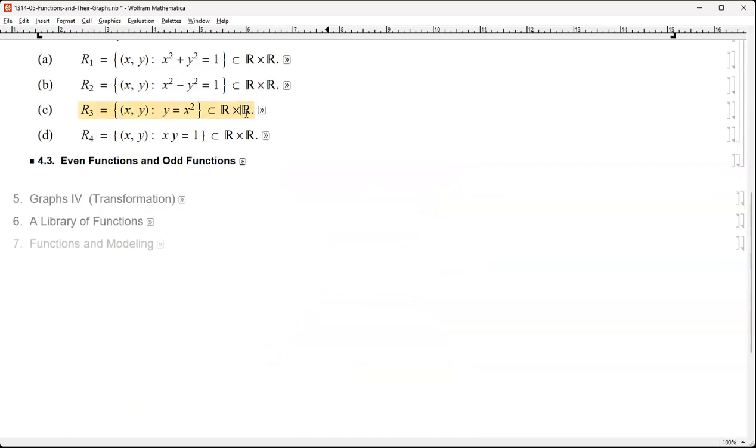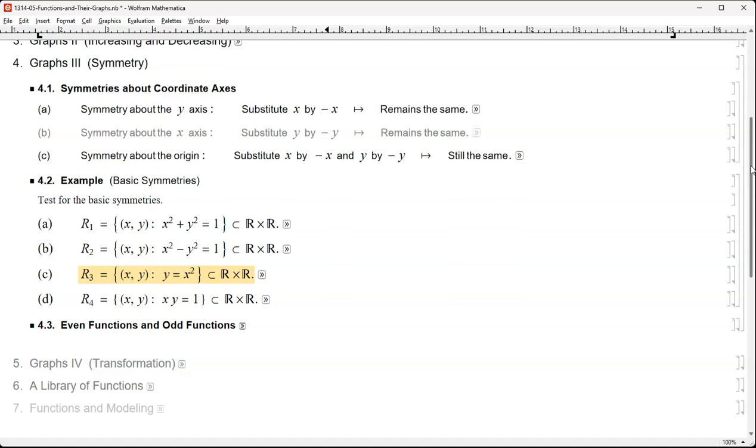How about the last one here? x equals y squared. Let's answer the question before looking at the graph. Substitute x by negative x. The negative will be killed because it's a second power, so we have symmetry about the y-axis. As for symmetry about the x-axis, no, that's not going to happen, because when y goes to negative y, here y is to the first power, an odd power, so the negative will not go away. So no symmetry there. If I substitute both of them, the x part will be gone, but the y part will stay because it's an odd power, so we don't have symmetry about the origin either.